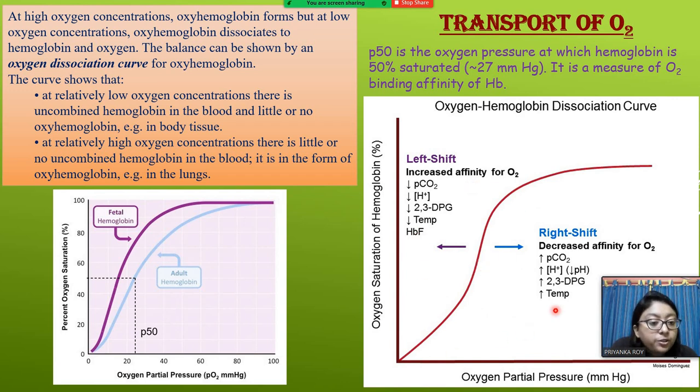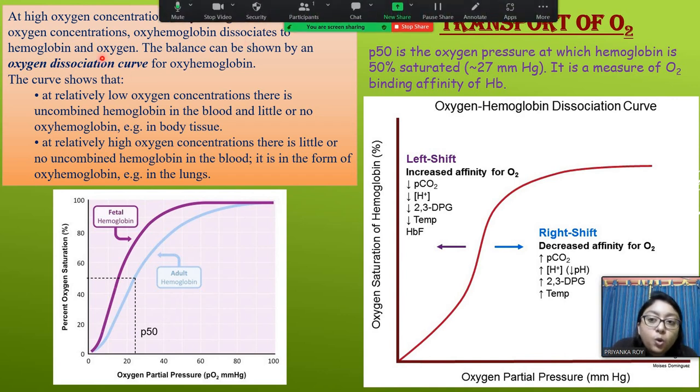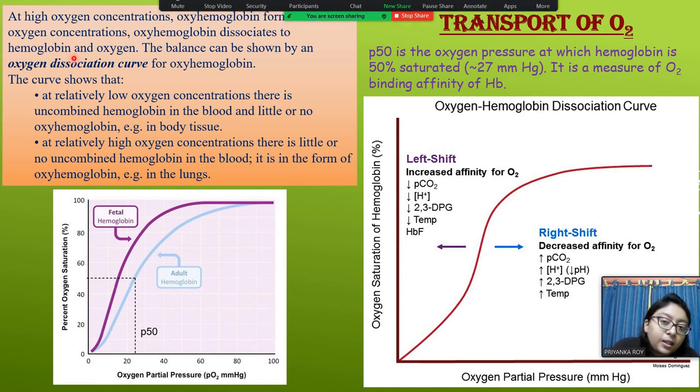Now at high concentration of oxygen in the blood, when the oxygen partial pressure is high, it is quite natural that the oxygen saturation of hemoglobin will also be higher. The hemoglobin will tend to bind with oxygen, but oxyhemoglobin cannot be formed when the partial pressure of oxygen, or the oxygen amount in the blood, is lower. So as I have already mentioned, at high oxygen concentration oxyhemoglobin forms, but at low oxygen concentration oxyhemoglobin dissociates to form oxygen and hemoglobin.